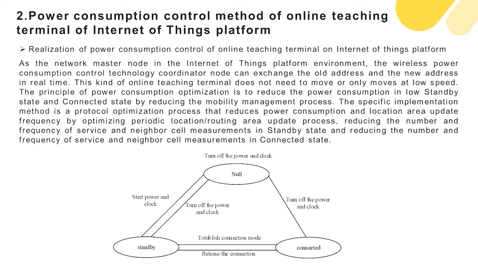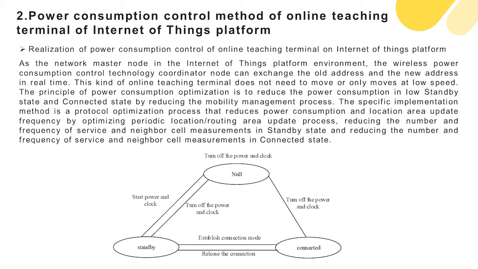2. Power consumption control method of online teaching terminal of Internet of Things platform. Realization of power consumption control of online teaching terminal on Internet of Things platform. As a network master node in the Internet of Things platform environment, the wireless power consumption control technology coordinator can exchange the old address and the new address in real time. This kind of online teaching terminal doesn't need to move, or only moves at a low speed.